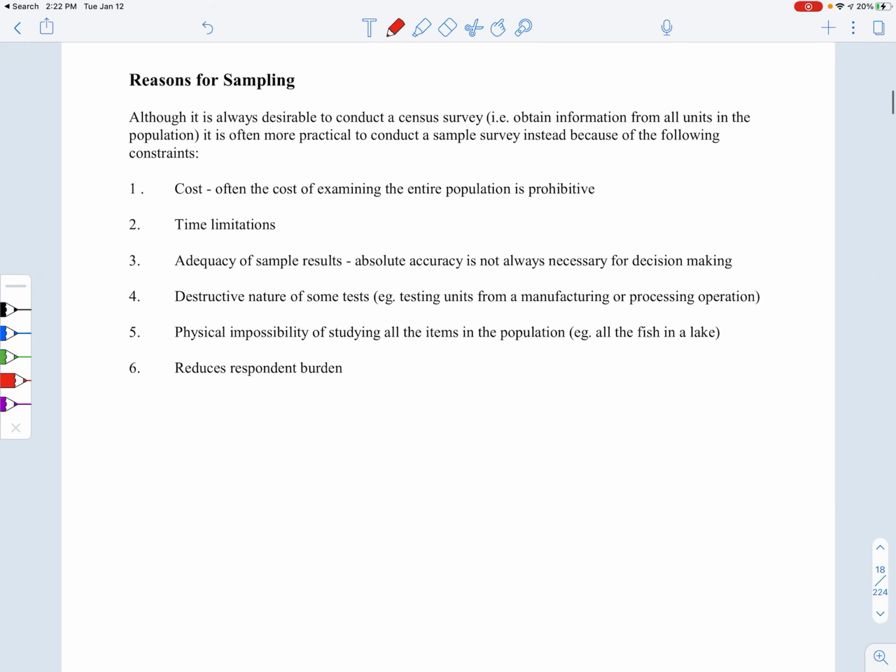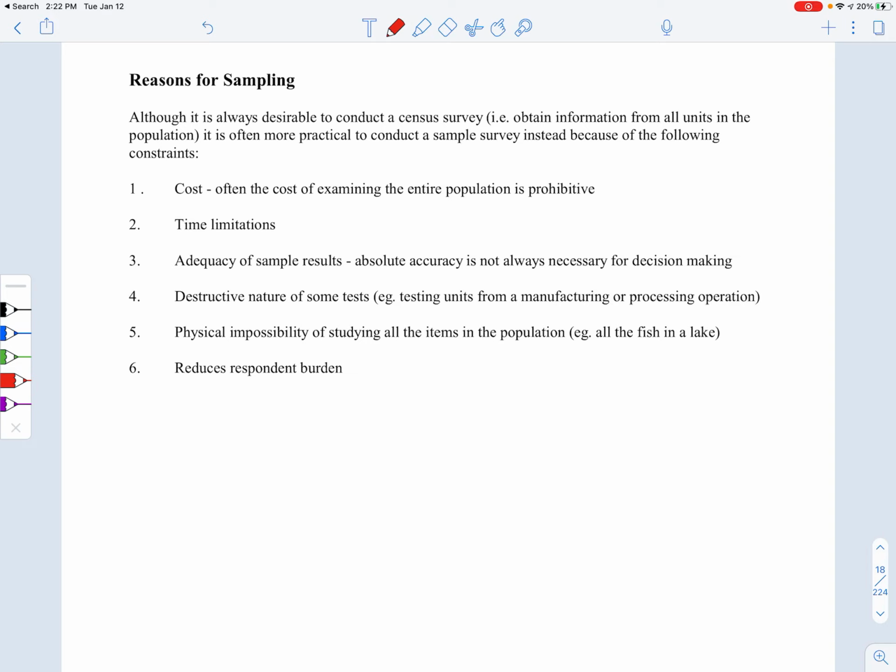Why would you take a sample instead of a census? So obviously a census is preferred, but often we end up, of course, doing a survey, and there's a number of fairly obvious reasons for that, but some may be less obvious, so let's take a look at them. First one is cost. The cost of examining the entire population is prohibitive, and so if we're talking about surveying Canadians, Stats Canada is probably the only one who can do that because they've got the resources from the government. It's actually millions and millions of dollars to do a census, which is why they only do it every 10 years.